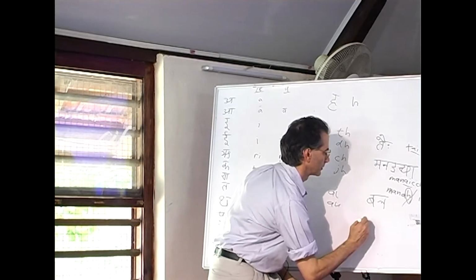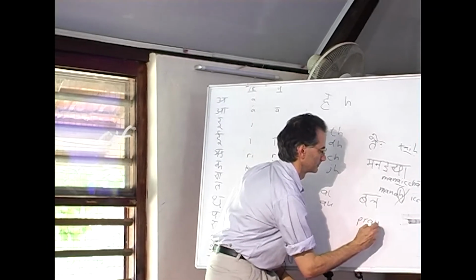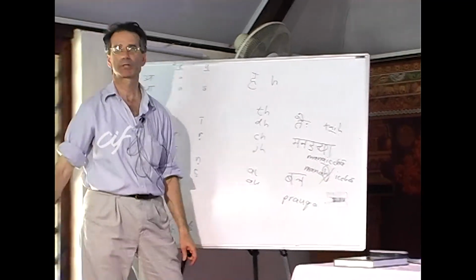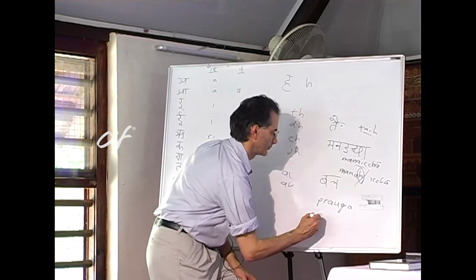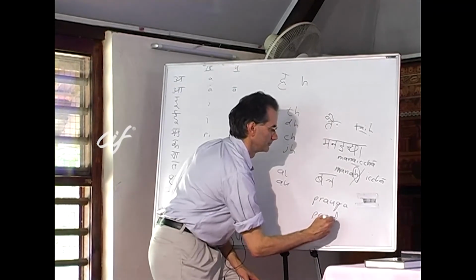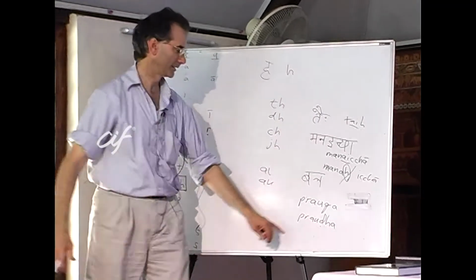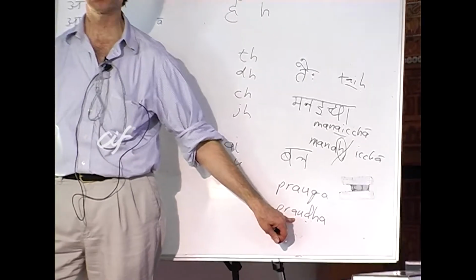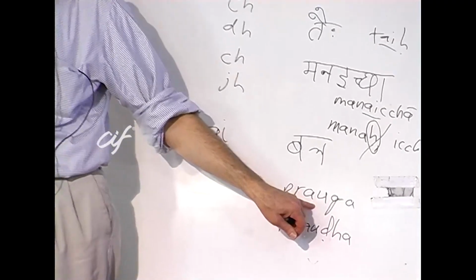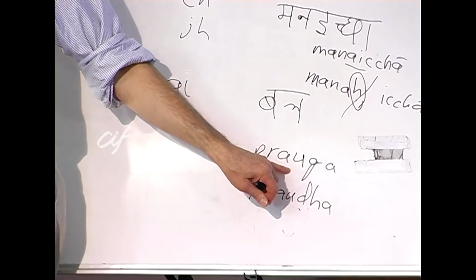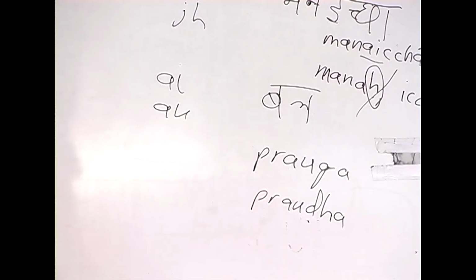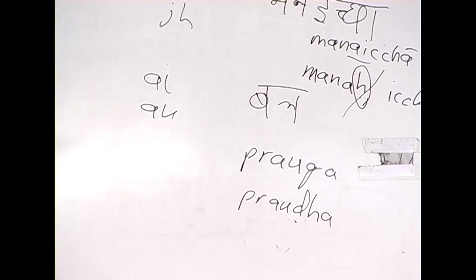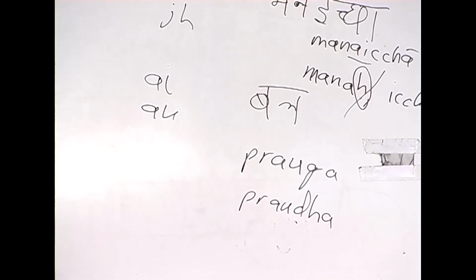Also we get prauga, if you want to. The problem is, prauga versus praudha. Here praudha is a diphthong. Prauga is not a diphthong. So this is ambiguous, right? It's not ideal. So the romanization itself is not an ideal encoding of Sanskrit, right?